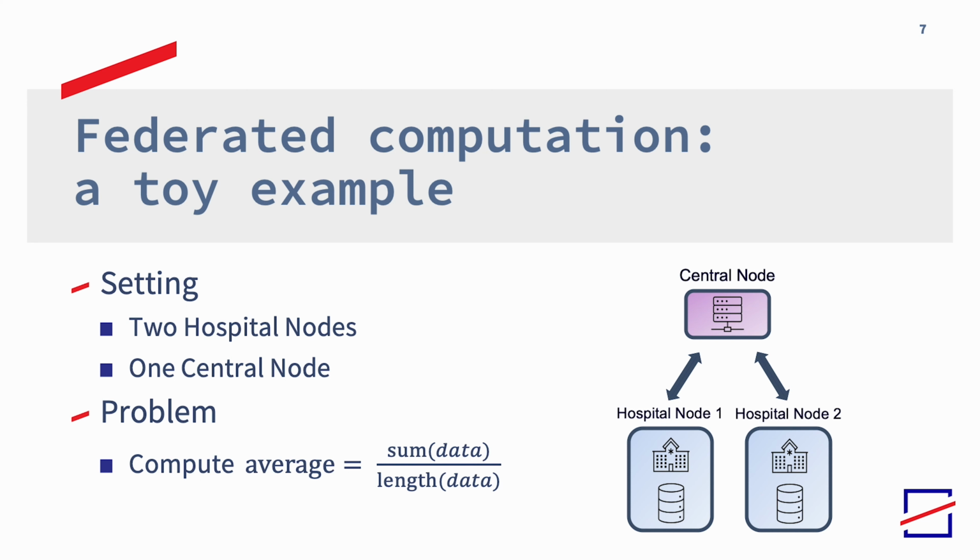Let's say that we are asked to compute the average of some quantity in a federation with just two hospital nodes. We have some quantity in hospital A, and some other quantity in hospital B, by quantity I mean repeated measures of a particular quantity of interest. And then we want to compute the global average. The average is a very simple computation, but it contains all the ingredients that we need in order to illustrate the challenges of a federated computation.